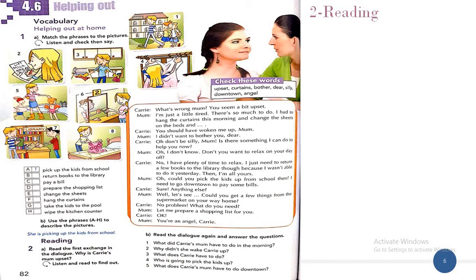Okay, so this is a text. It's a very easy text. So try to find, when you reread the text, why is Carrie's mom upset? Again, you can pause the video and try to find why Carrie's mom is upset before I give you the answer.